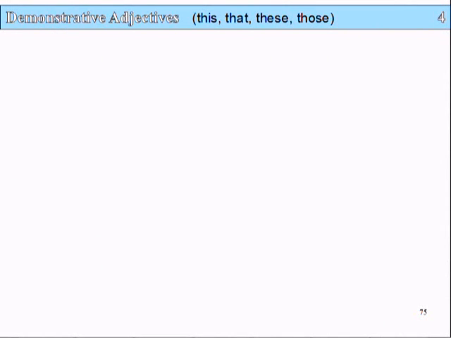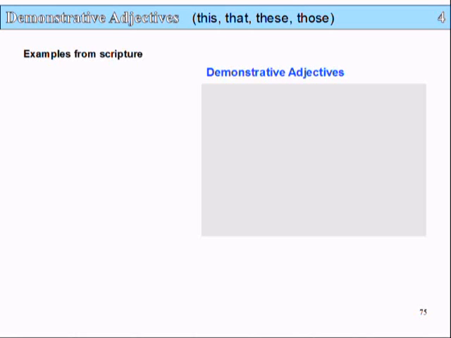Slide 75, Lesson 4, Demonstrative Adjectives. This, that, these, those. So in this slide we're going to have a look at some examples from Scripture. So let's have a look at the first one.